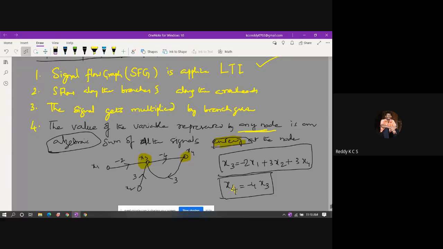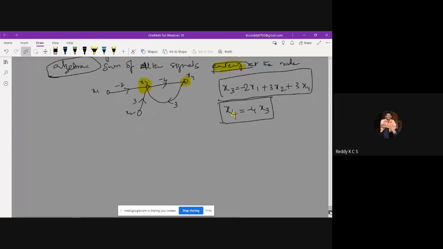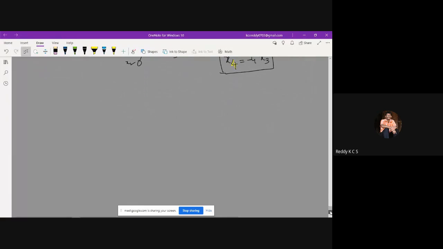Then coming to the fifth point, the fifth property of the signal flow graph. The fifth property of signal flow graph is: the value of the variable represented by any node is available to all the branches leaving that node.